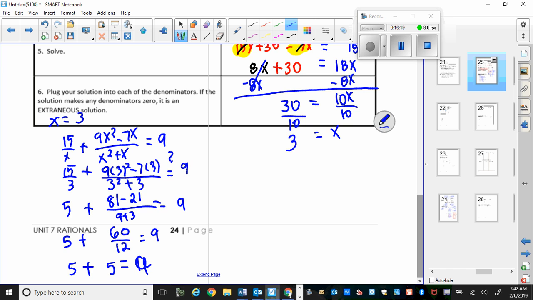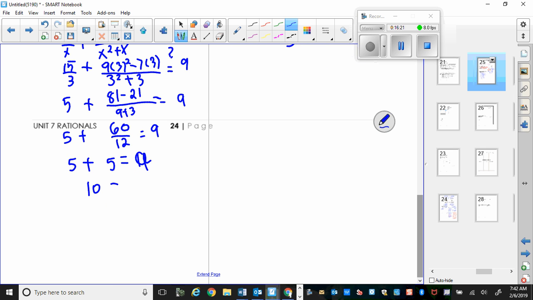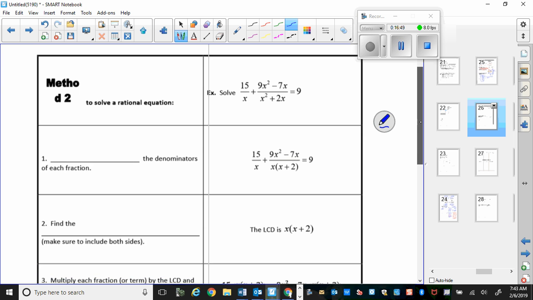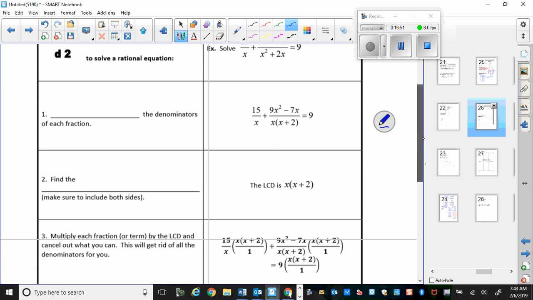Now, ask yourself, is it true? Does 10 equal 9? No, it does not. So you might want to be careful here. x equals 3 is an extraneous solution. It does not produce the answer intended. So you might want to be careful. This is an instance of an extraneous solution. This is an example.